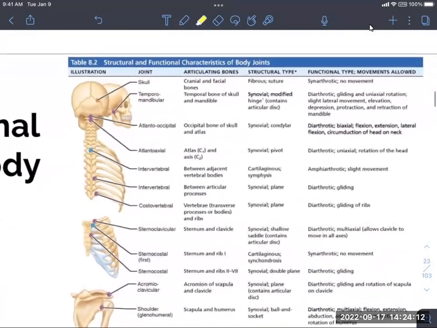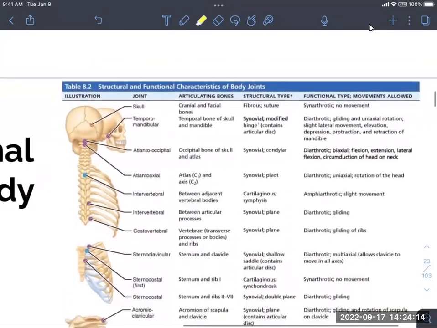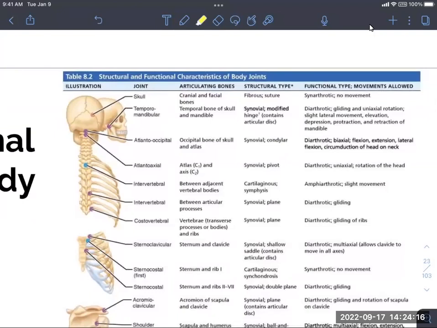So I included the chart from your book here. It talks about what kind of joint. We have a fibrous suture for our skull. It's for cranial and facial bones. It's synarthrotic, so there's no movement. The temporomandibular joint is synovial, kind of a hinge joint, but it's diarthrotic, so it moves freely. That lets you open and close your mouth.